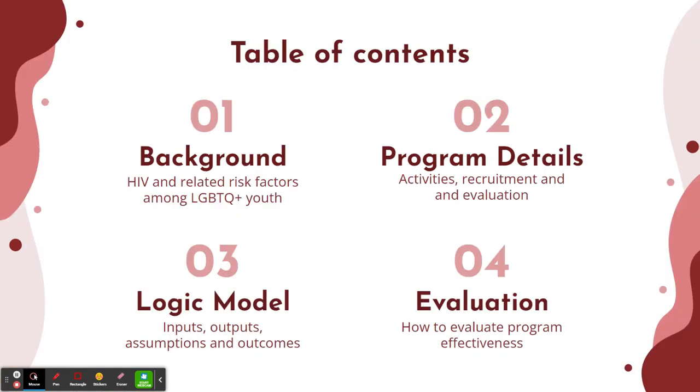So we'll just be listing a little background, specifically HIV and related risk factors among LGBTQ plus youth and that community as a whole. And then just the details about the program, such as activities, recruitment, and evaluation. And I'll be going a little more in depth about the logic model, about the inputs, the outputs, assumptions, and the outcomes, short term, medium term, and long term. And then finally, I'll be going into a little evaluation of the program, how to evaluate its effectiveness and its impact on reducing HIV among LGBTQ plus youth.